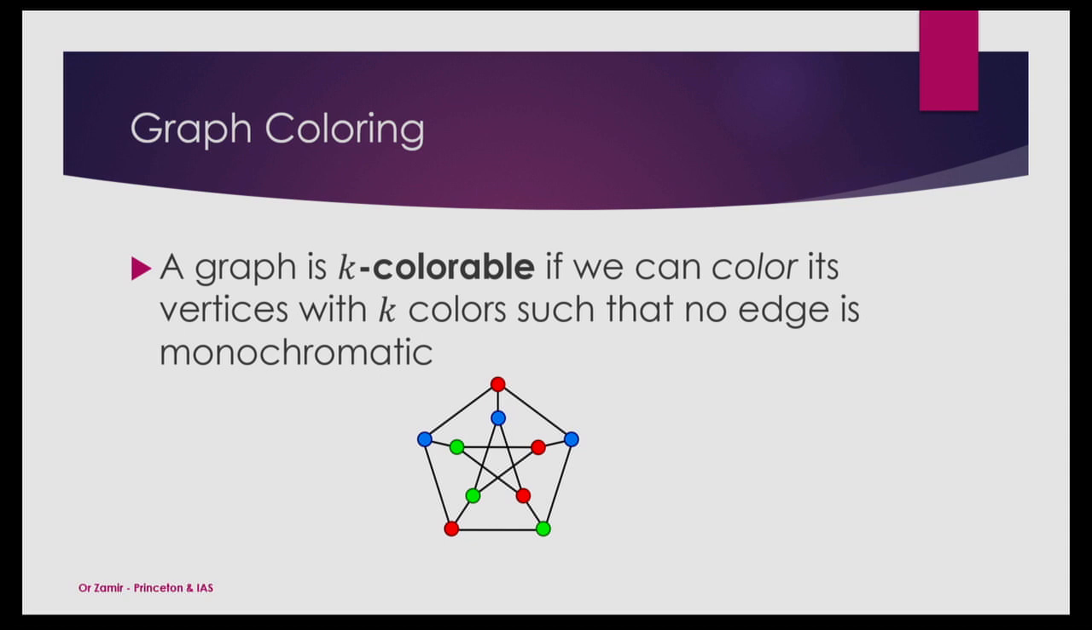In the coloring problem, or the chromatic number problem, we are given a graph and we need to compute the smallest k for which the graph is k-colorable.